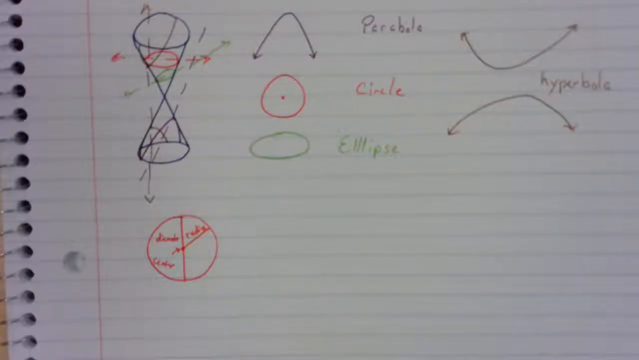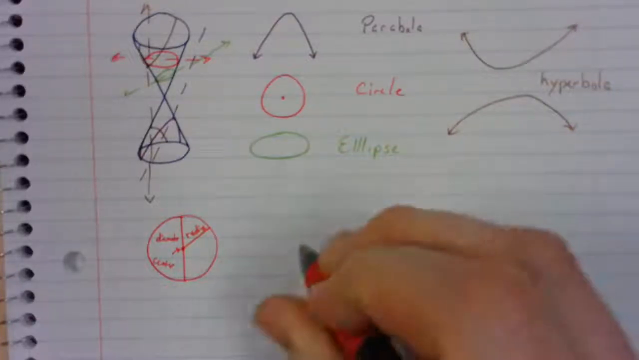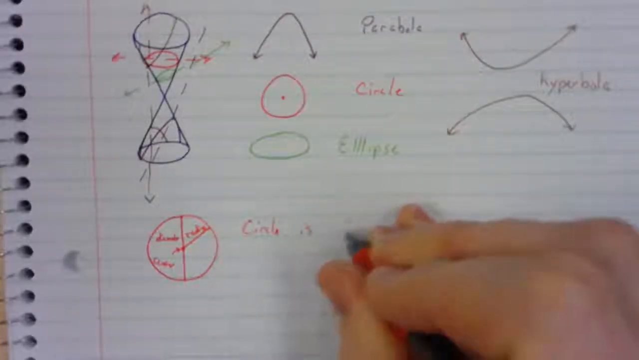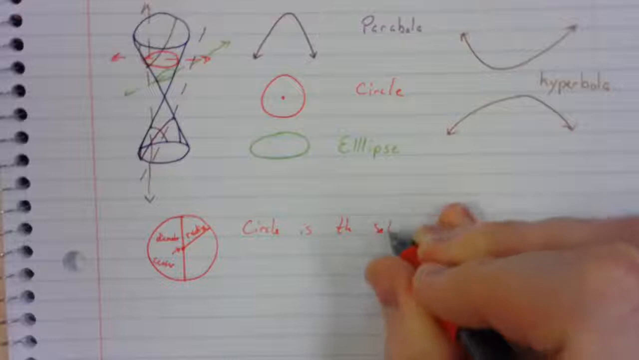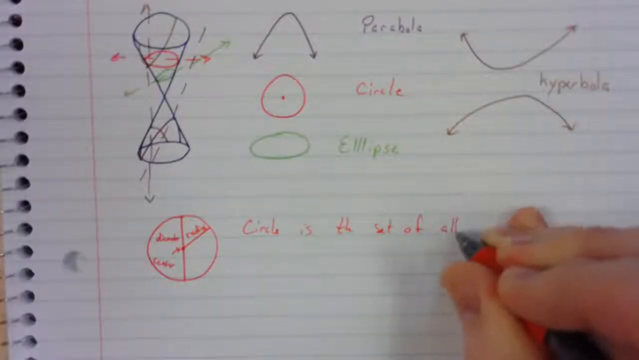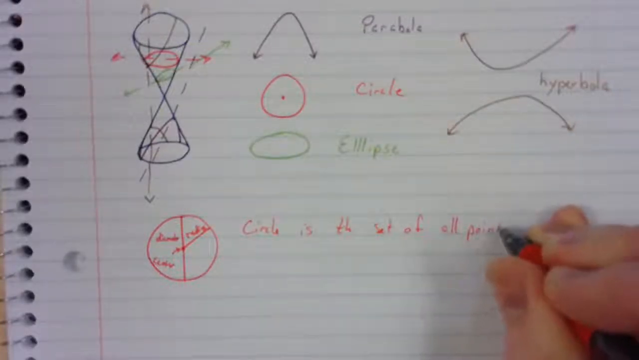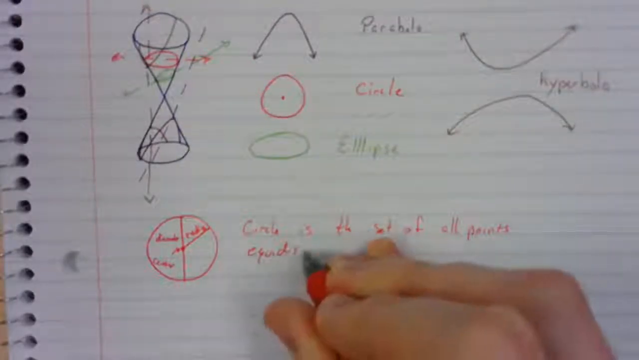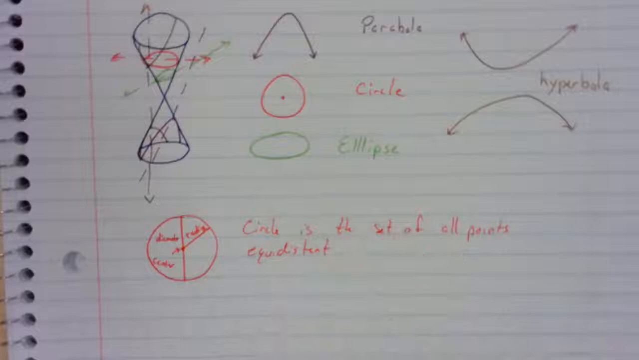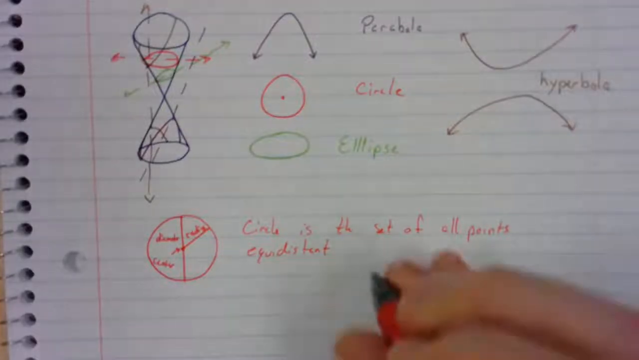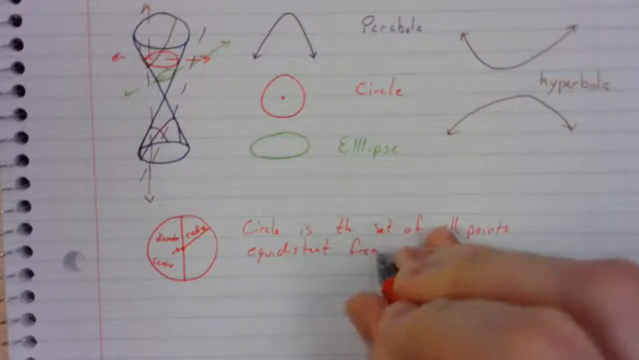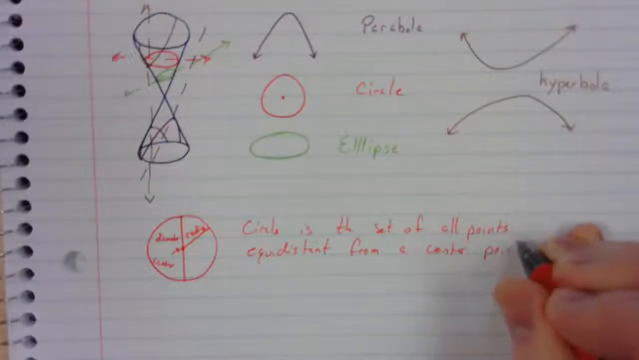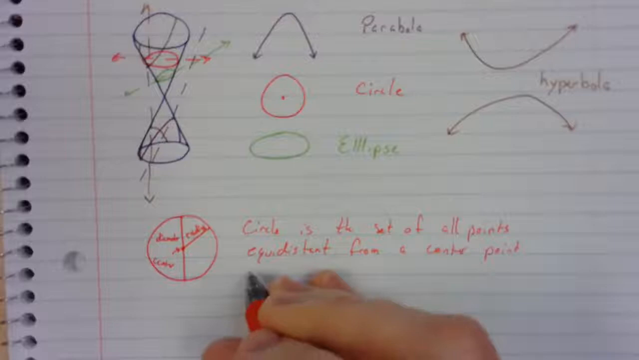So we have here a diameter all the way across, radius from center to outside, and center is the point in the middle. Okay? So what is a circle? A circle, by definition, is the set of all points equidistant, same distance, from a center point in the coordinate plane.